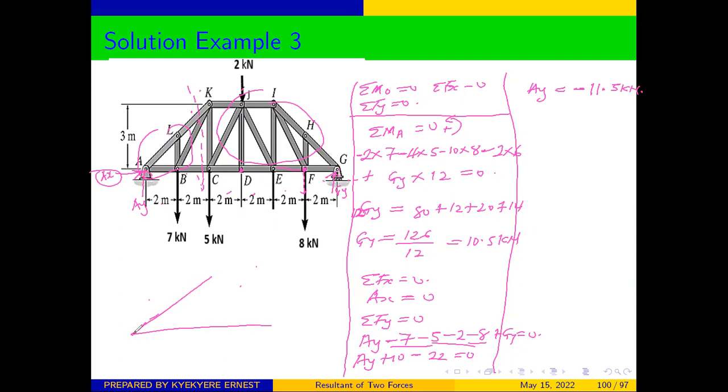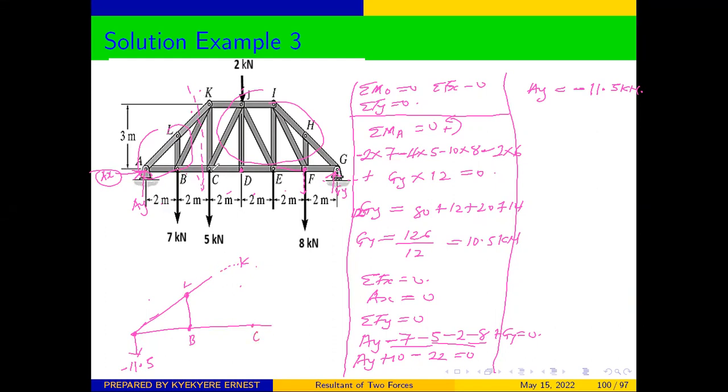This side is A. Ax was 0, so we can just indicate for Ay. We're getting negative, therefore it means that it is coming down. Ay, which is negative 11.5. And then let's take that this point is L, and this point here is B. And we have cut through L to K. Let's assume that this point was our K, and then this point was our C.